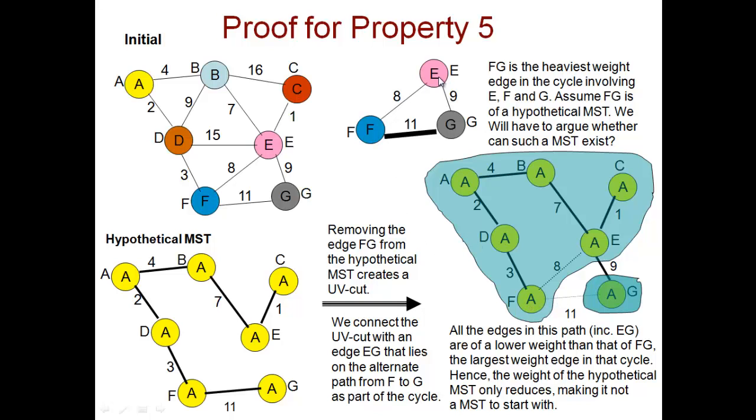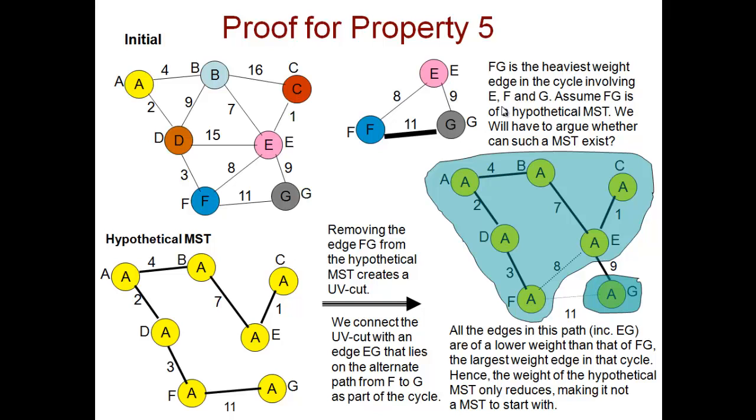So the alternate path basically connects F to G. One of the edges in the alternate path should cross the cut, and the weight of that edge that crosses the cut should be less than what? The weight of this edge FG, because that's the largest weight edge in the cycle, right? So we could remove FG from that minimal spanning tree and connect the two components with this edge EG, that happens to have weight less than the weight of FG, which is the largest edge weight in the cycle, right?